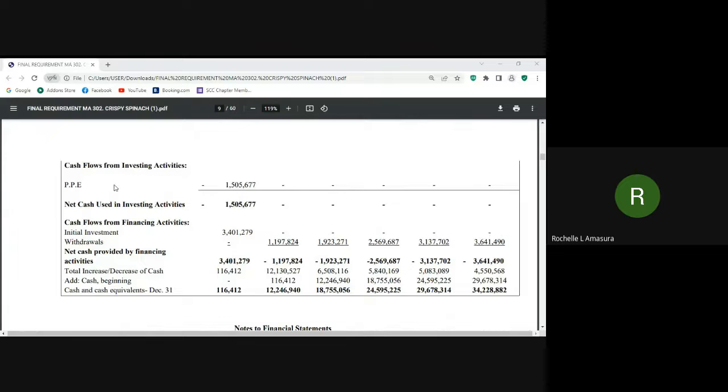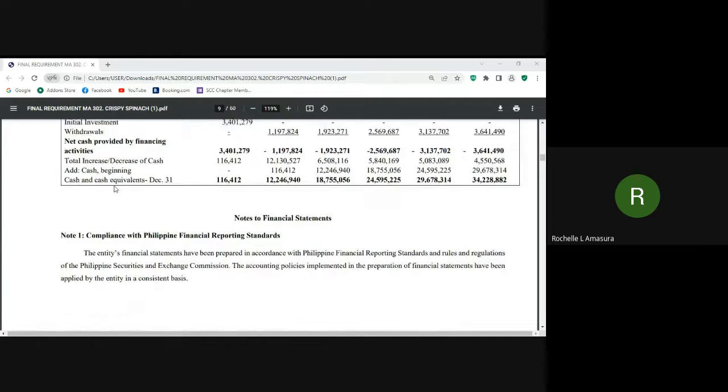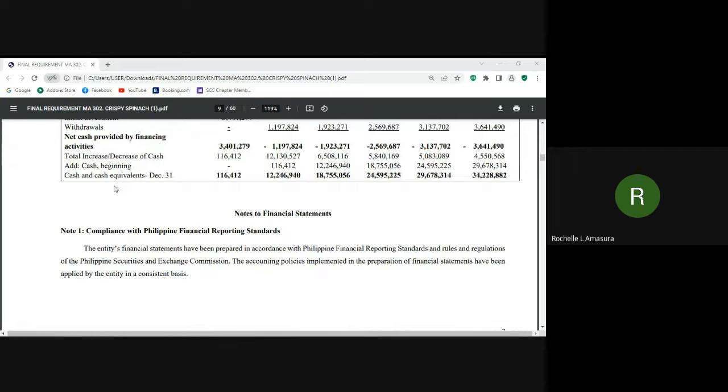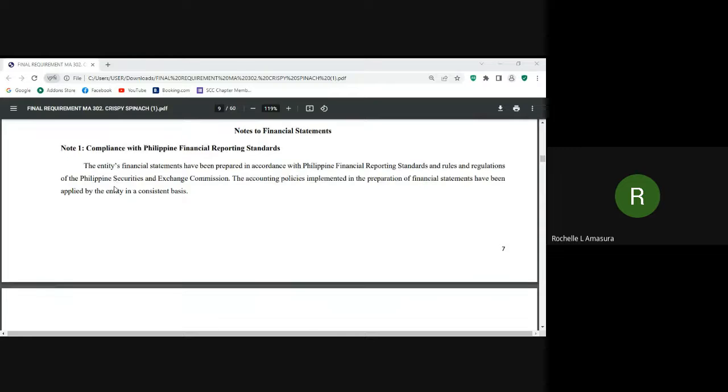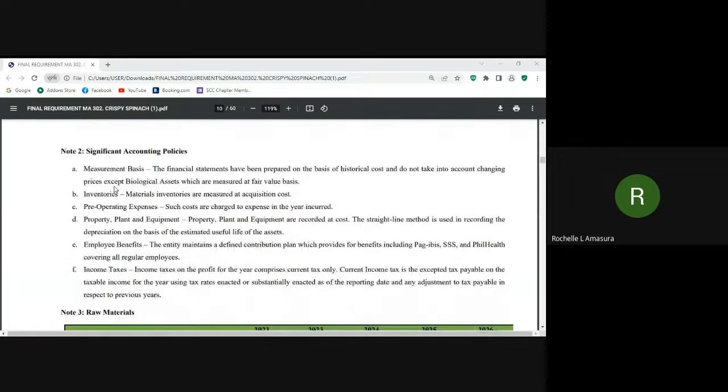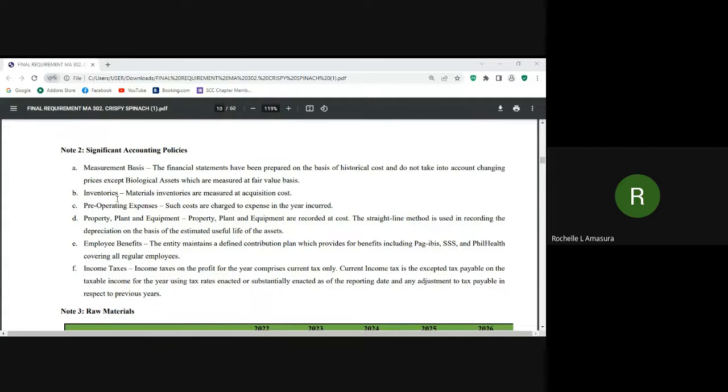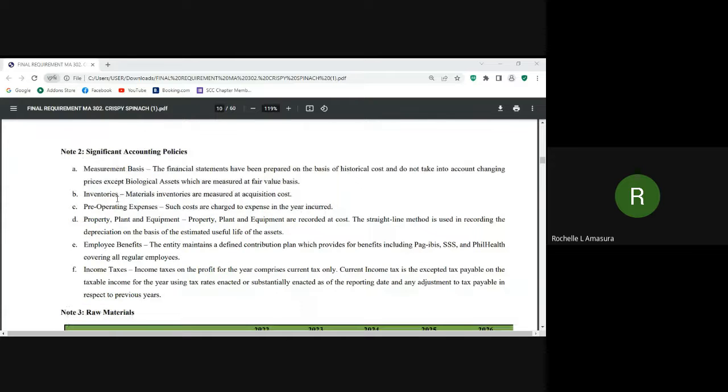So next, the notes to financial statements. We have note 1, the compliance with Philippine Financial Reporting Standards. Note 2, significant accounting policies. First is the measurement basis. It is the cost and does not take into account the inventories. This is measured at acquisition cost. The pre-operating expense is expensed in the year incurred. The PPE is recorded at cost. The employee benefits include Pag-ibig, SSS, PhilHealth, covering all regular employees, and lastly the income taxes, that is profit for the year comprises current tax only.